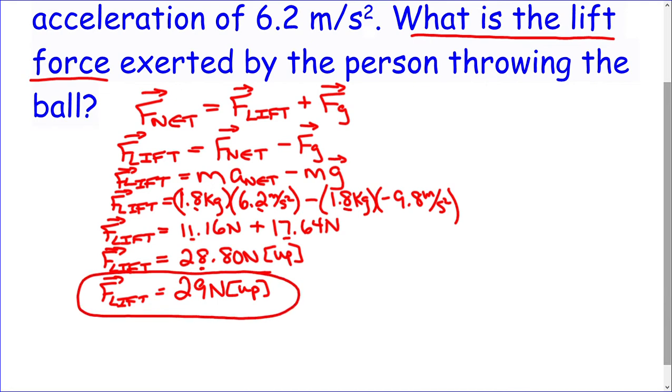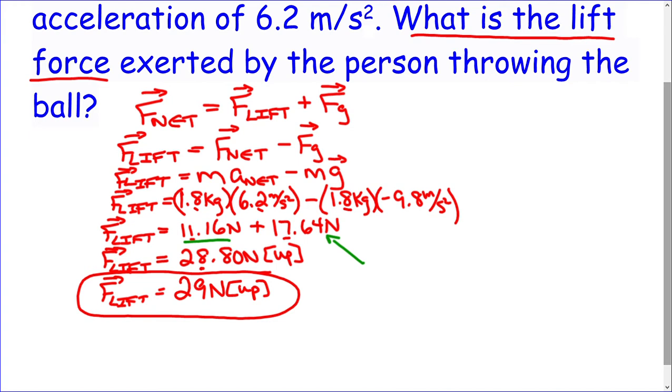So really, what is this question getting at? It's saying that in order for me to overcome gravity and achieve this 6.2 meters per second squared of acceleration, I actually have to throw the ball upward with 29 newtons of force. Now the second that I let it go, gravity is going to pull it back down with 17.64 newtons of force. That means that if I'm throwing up a ball with 29 newtons of force, gravity pulls it back down at 17, the net movement of the ball upward is coming in right around 11.16 newtons of force, actually moving it up. That's the net force moving upward.